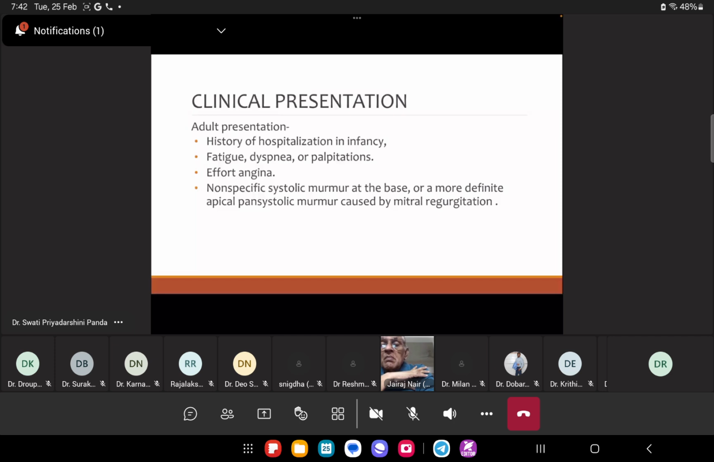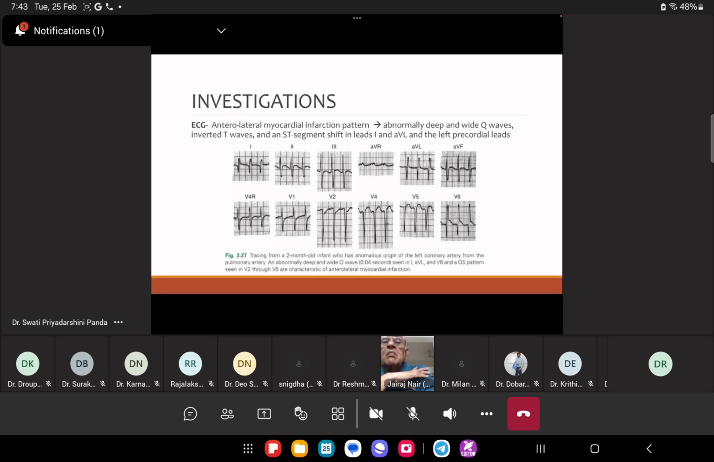And there might be a non-specific systolic murmur at the base or a more definite apical pansystolic murmur, which is due to mitral regurgitation. So investigation first is ECG. ECG shows anterolateral myocardial infarction pattern, that is abnormal deep and wide Q waves and T inversions and ST segment shift in lead 1 and AVL and the left precordial leads.